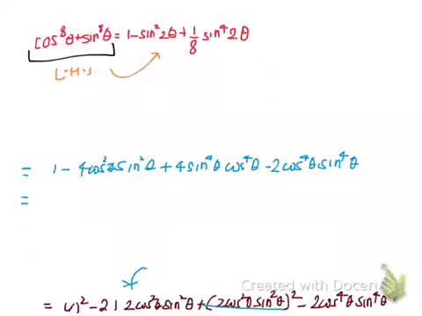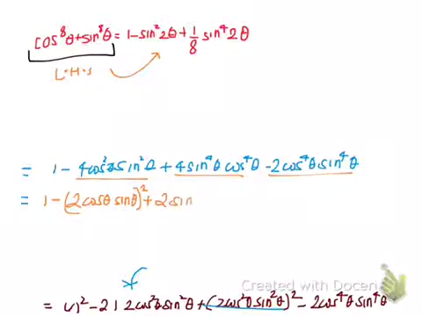So this gives 1 minus 4 cos squared theta sine squared theta, so we can write this in form of 2 cos theta dot sine theta and then the whole squared, and 4 sine to the power 4 theta cos to the power 4 theta minus 2 cos to the power 4 theta sine to the power 4 theta. We can simply subtract it. 4 minus 2 is 2, and then sine to the power 4 theta cos to the power 4 theta.